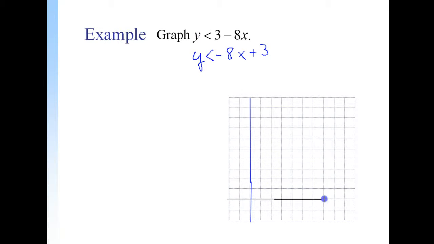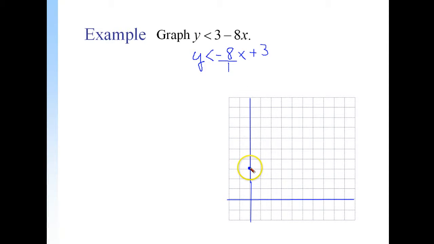Now these are our axes. First thing we're going to do is plot the y-intercept, which is negative 3. Oh, excuse me, positive 3. Our slope is -8. So 1, 2, 3, a dot right there. Perfect. Now our slope is -8 over 1.